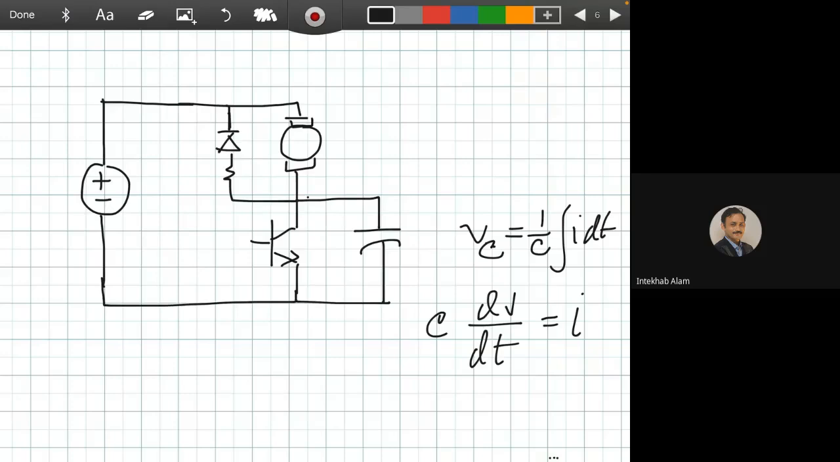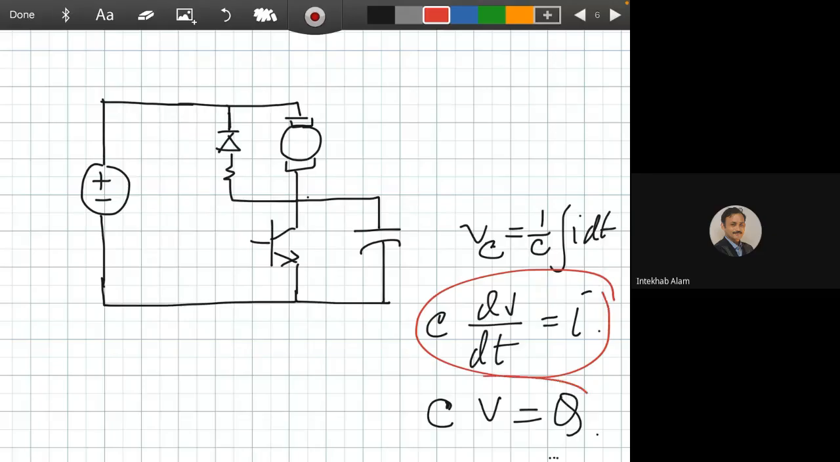Do you agree? Or we can write it as CV equals Q. We can write this equation in this manner and also in this manner. But you are habituated with this equation. Is it okay with you?